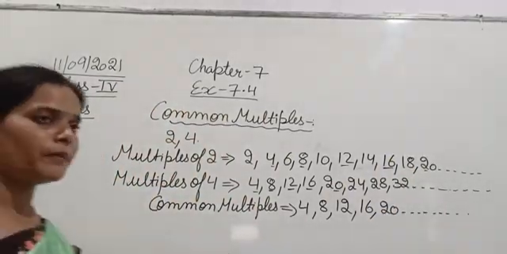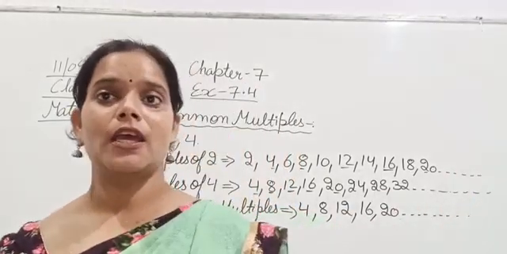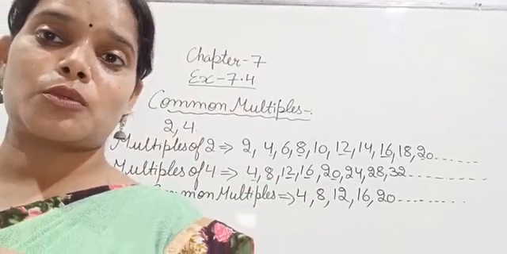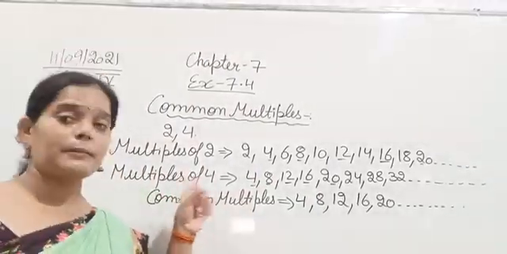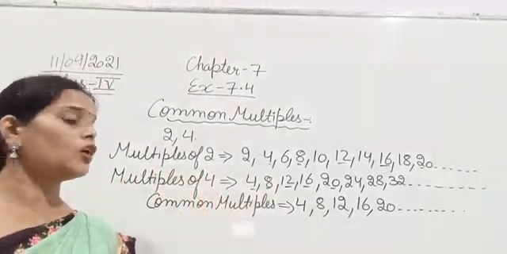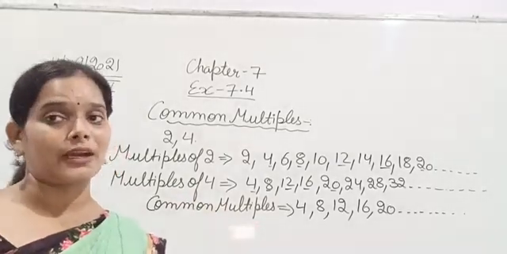क्योंकि जो common multiples हैं they will go on continuity, वो continuity में आगे बढ़ते ही जाएंगे. Okay, so common multiples, they will be in continuity. Okay, so that's why we write it like this. Next, multiples of 2 we have done, multiples of 4 we have listed. Now common multiples, that will also be in continuity, 4, 8, 12, 16 and 20.